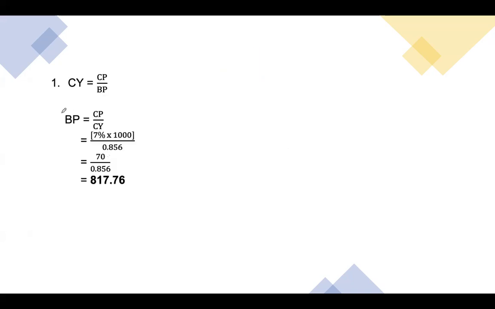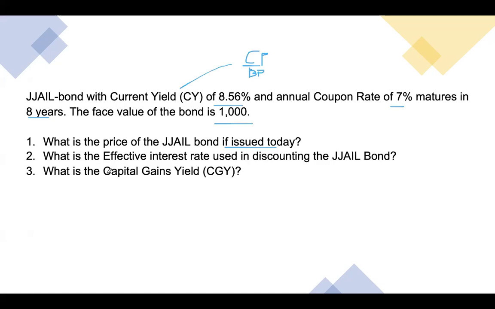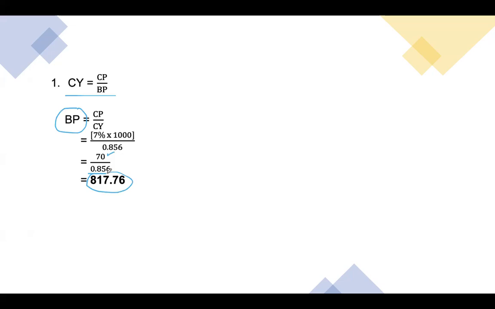So i-plot mo lang current yield, coupon payment over bond price. So coupon payment is 7% times 1,000, that's 70, over bond price na hinahanap natin ngayon, kaya i-transpose mo lang. So you have divide this by 0.856, so that's 817.76. That's the answer for number 1. Eh di alam mo na ang bond price, 817.76.